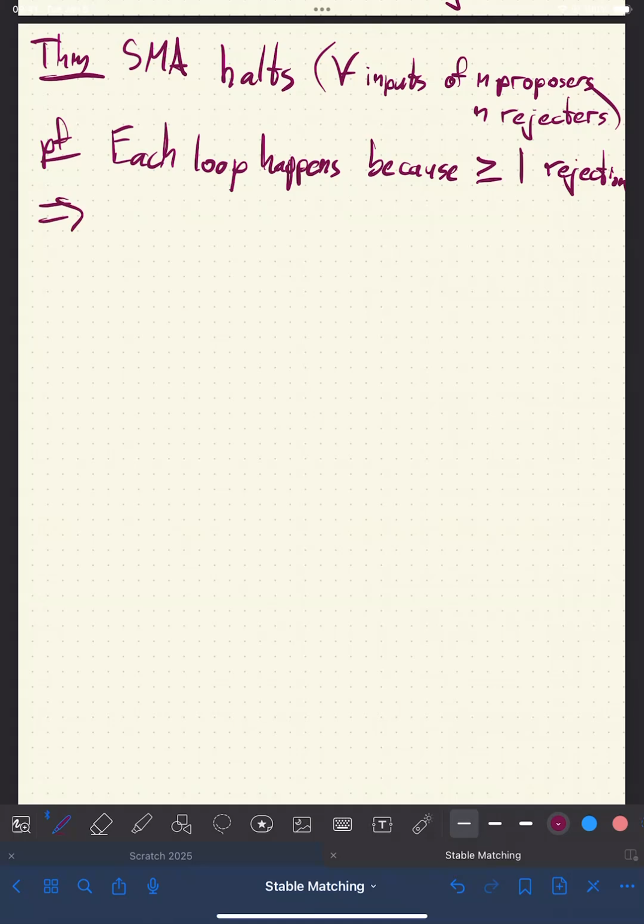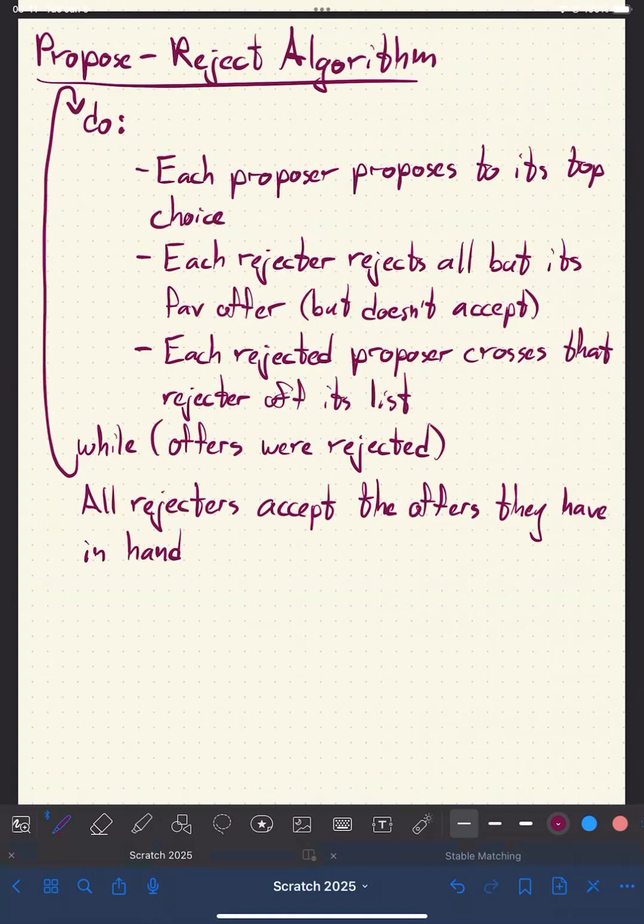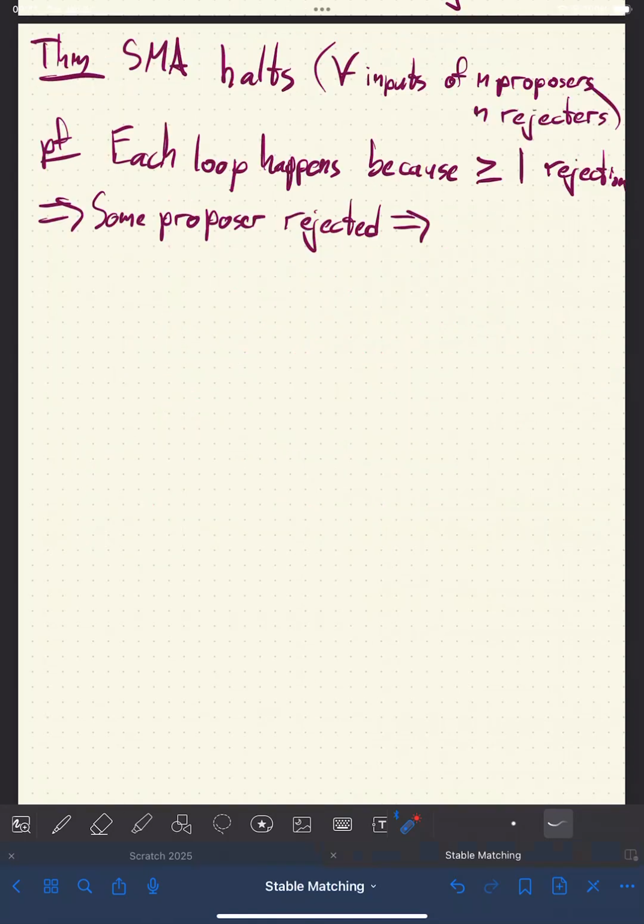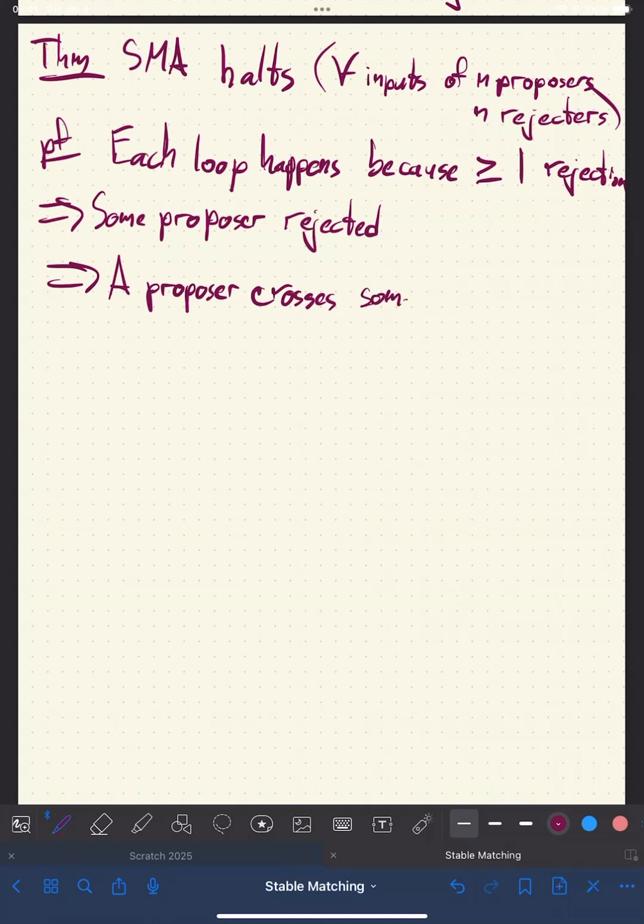And what does that imply? That means some proposer was rejected. One rejection happened, that means some proposer was rejected, and each time a proposer gets rejected, we know in the algorithm that the rejector crosses one of its proposers off the list. So that implies, let's just write this down here. A proposer crosses someone off the list. And this kind of almost completes the proof. Really this is each loop. That's kind of the whole point of this, each loop. So this completes the proof.